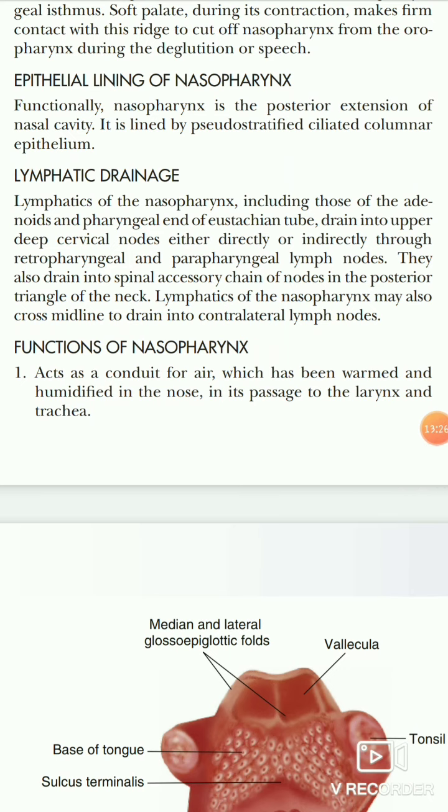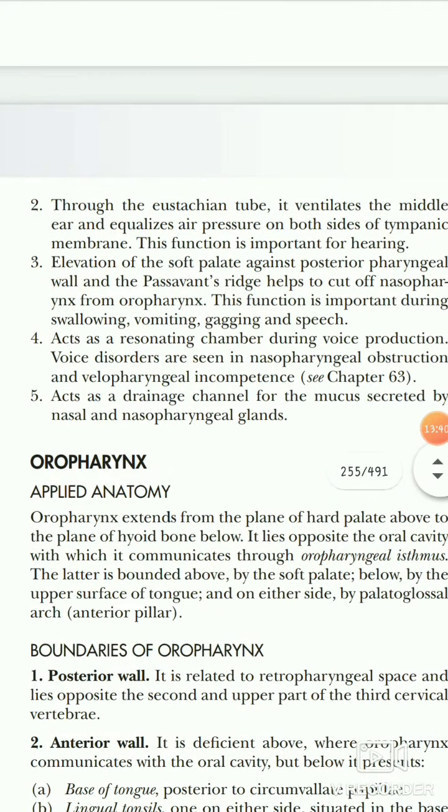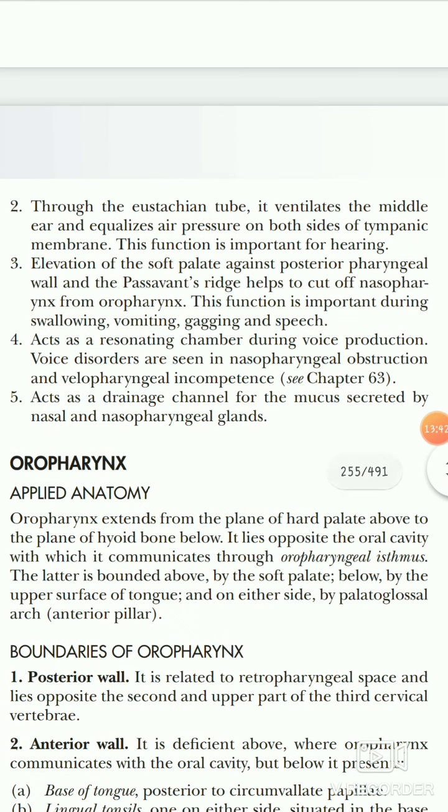Functions of the nasopharynx. It acts as a conduit for air which has been warmed and humidified in the nose towards its passage to the larynx and trachea. Through the Eustachian tube, it ventilates the middle ear and equalizes the air pressure on both sides of the tympanic membrane. This function is important for hearing.